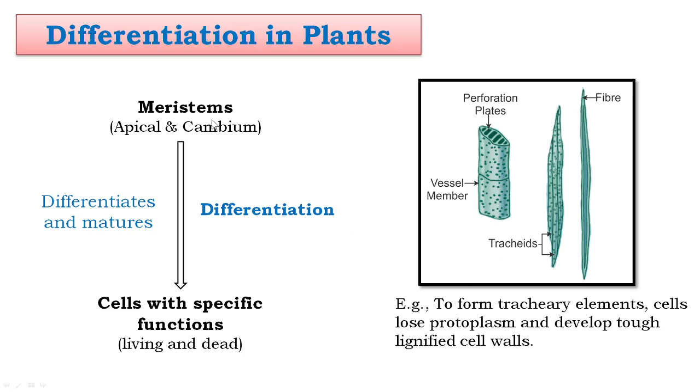the meristematic cells, when they give rise to a tracheary element, lose their protoplasm.